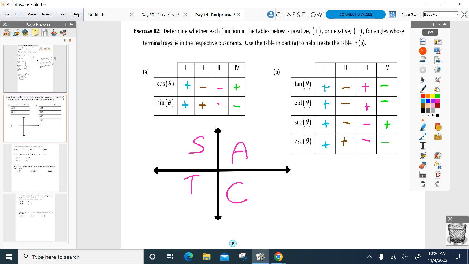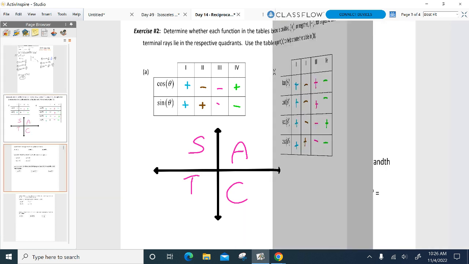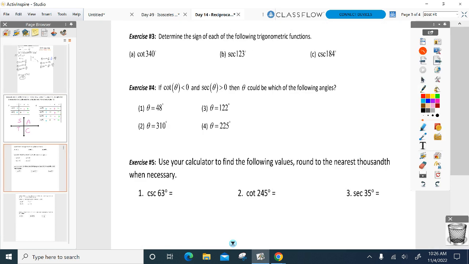Questions? All right, here we go. Determine the sign, meaning positive or negative. That's all I need. Is it positive or negative?